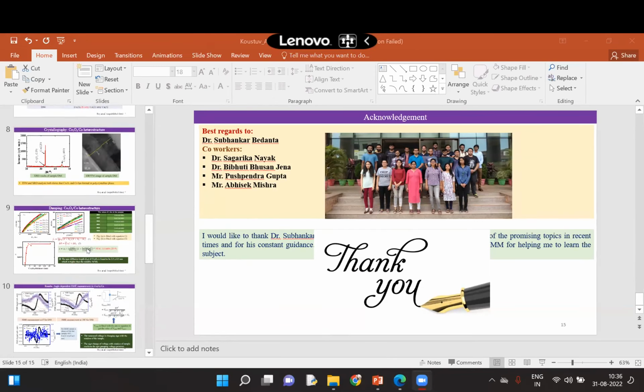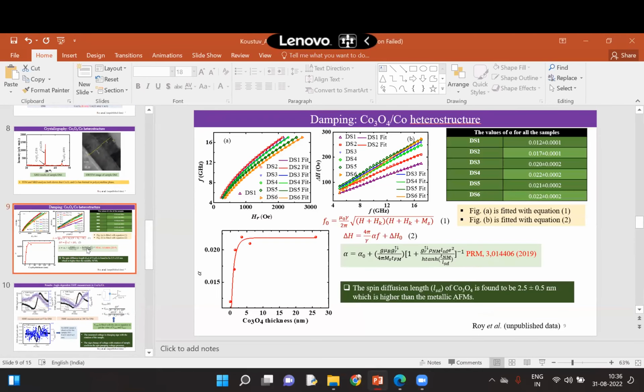Resonance frequency decreases. Actually, this resonance frequency depends, as you can see from this equation 1, on the anisotropic field HK as well as the saturation magnetization. So when we introduce the Co3O4 thickness, maybe it changes the anisotropic field due to the proximity effect. That can lead to the change in the resonance field decreasing with the sample thickness.